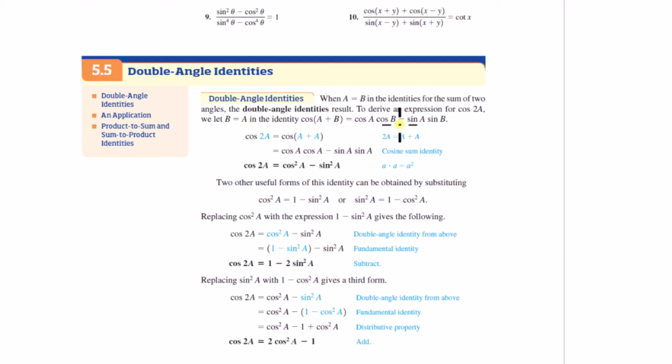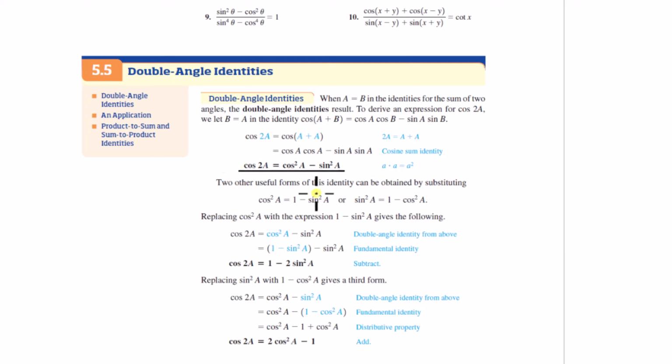If you plug A in for B into the sum identity for cosine, cosine of A plus A is 2A. So you can write that as cosine of A plus A, and then expand it out with the sum identity: cosine of A times cosine of A minus sine A times sine A, and there you go. There's the double angle identity for cosine.